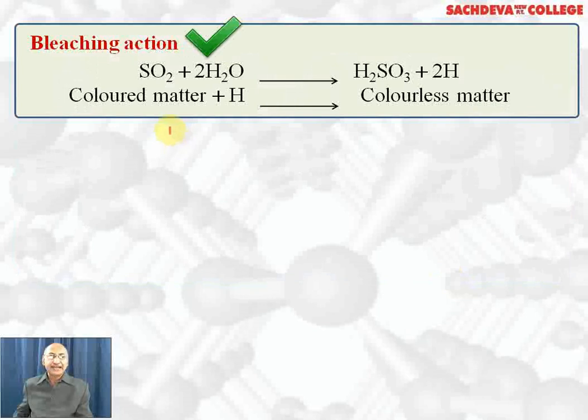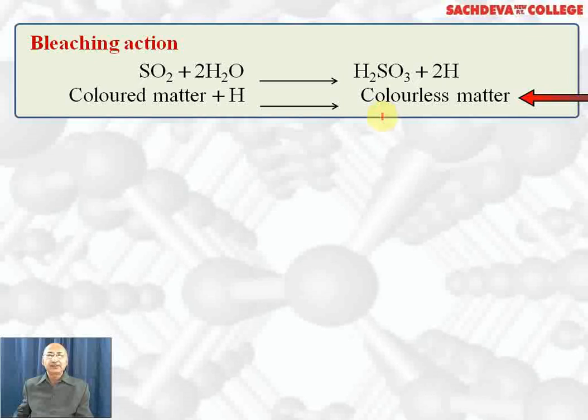Bleaching action: sulfur dioxide acts as a bleaching agent in aqueous solution. When it is dissolved in water, it produces sulphurous acid and nascent hydrogen is produced. This nascent hydrogen reduces colored matter to colorless matter. Means sulfur dioxide bleaches by reduction. And the colorless matter obtained, when it comes in contact with air or an oxidizing agent, gets oxidized and forms the colored substance again. That is the reason that SO2 is a temporary bleaching agent.